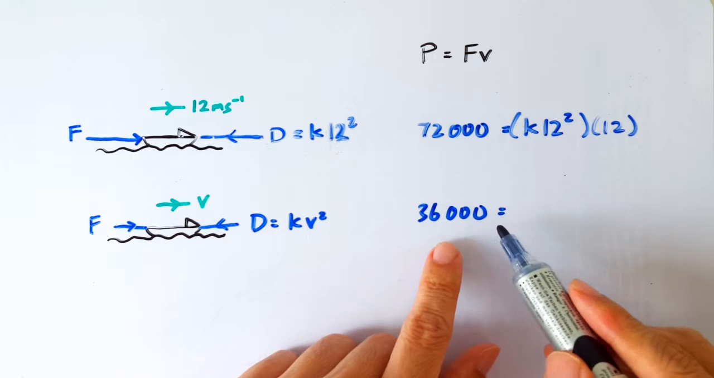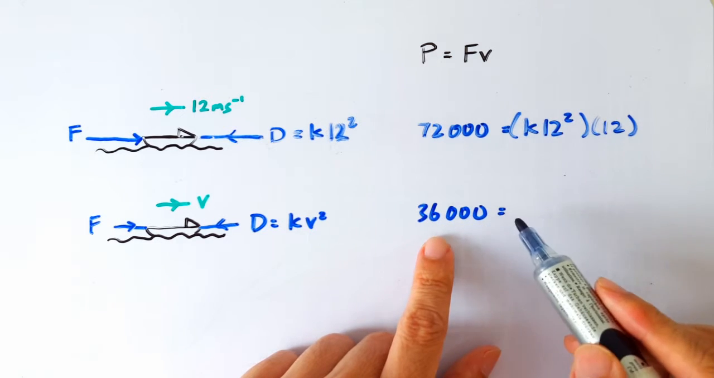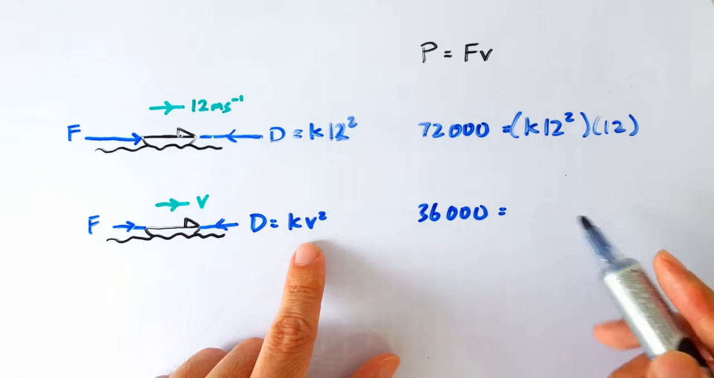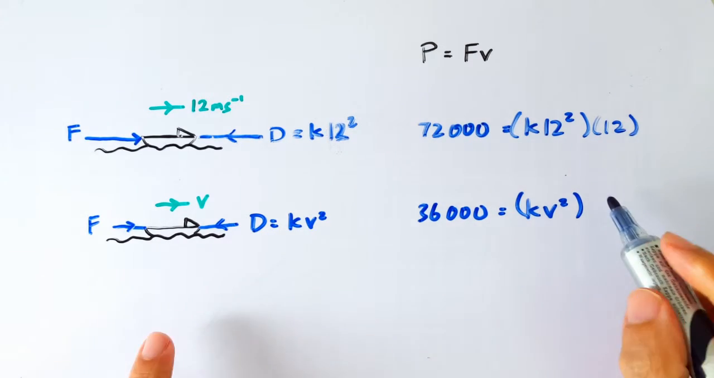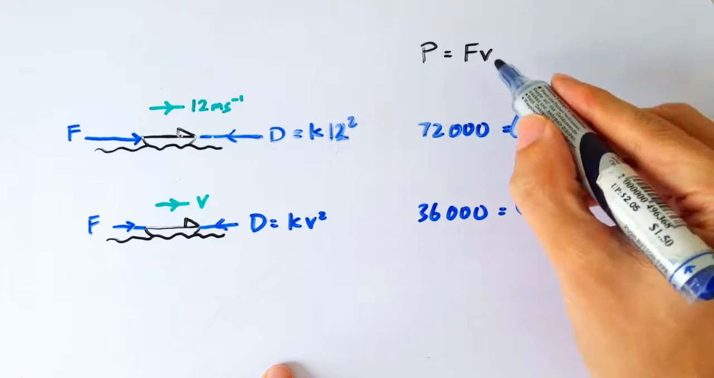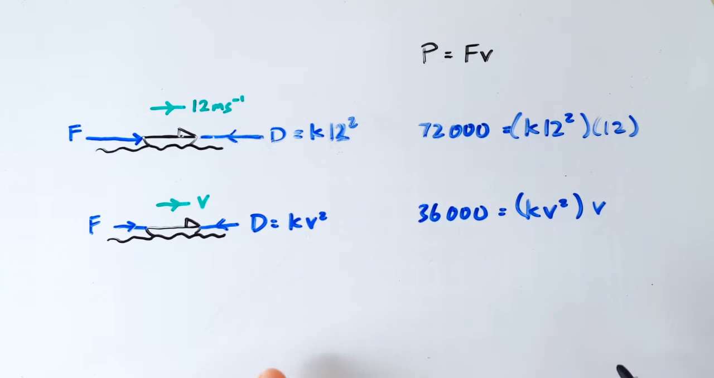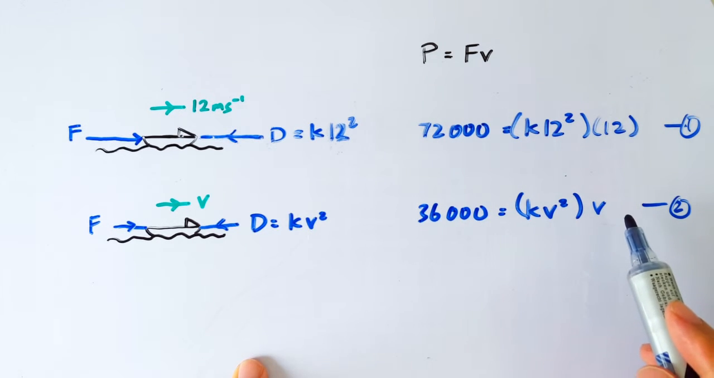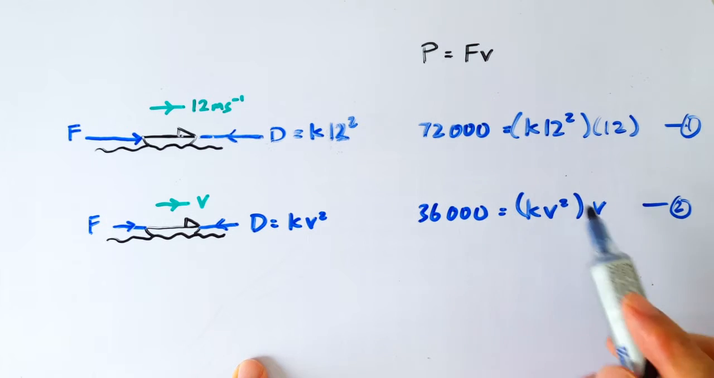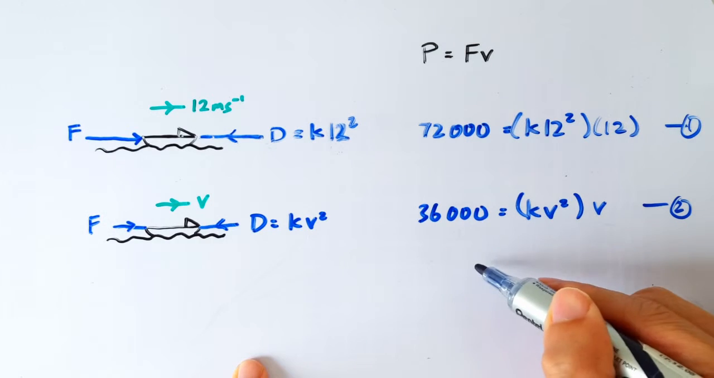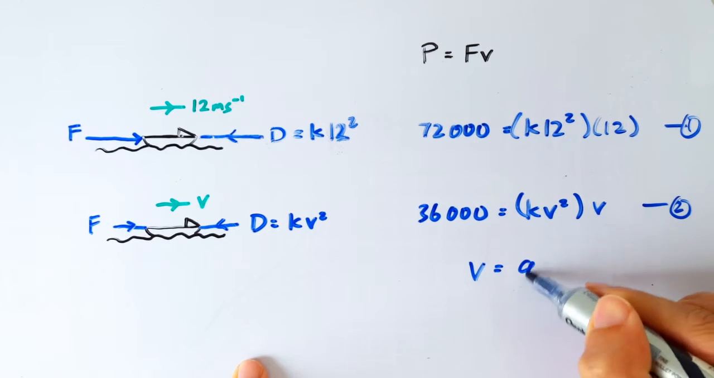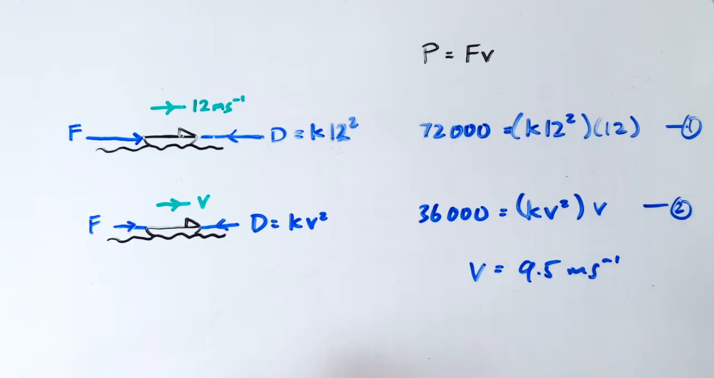So now let's go back to P is equal to F times V. So this is the power. The driving force is now kv squared, and the V here is of course V. Alright, so you've got two equations here. The obvious thing to do is to take one divided by the other. So you eliminate k and then you can solve for V. You should be able to get the answer, 9.5 meters per second.